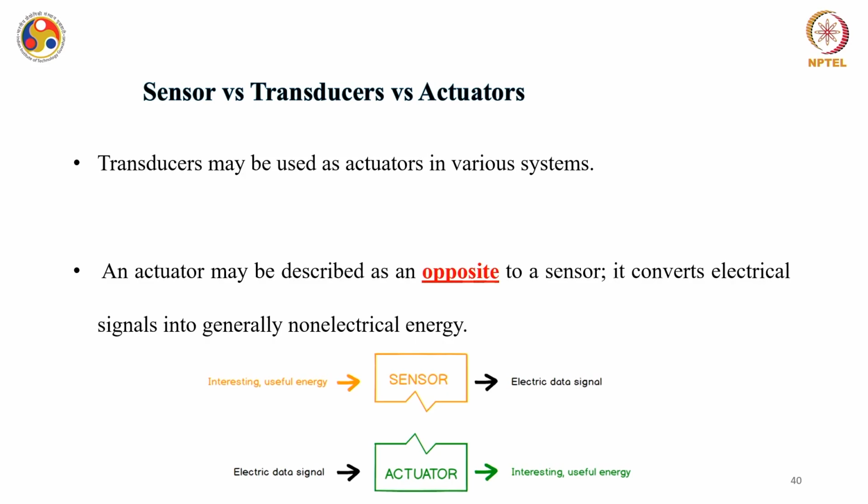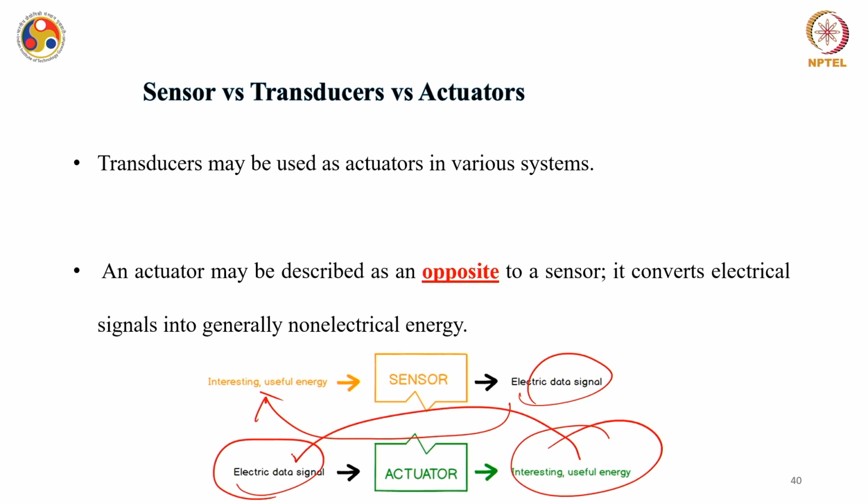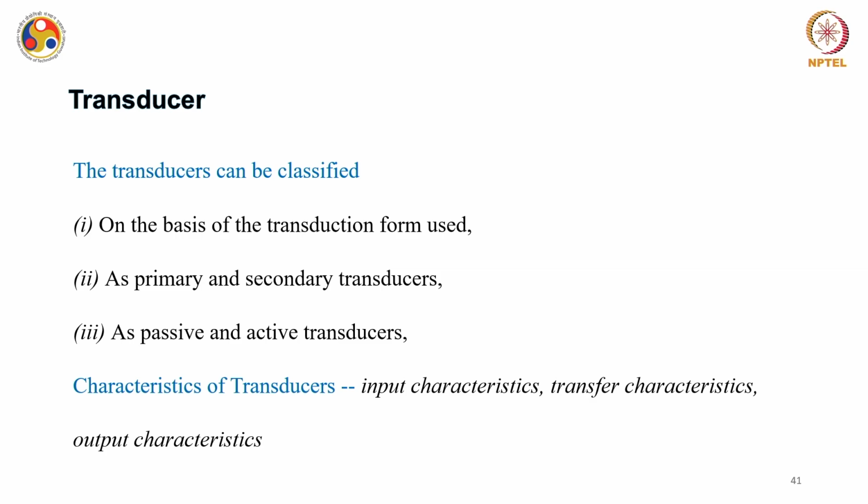Then another term that came to our mind was actuator. So we saw the difference between sensors, transducers and actuators, and in fact we called the actuator the opposite of a sensor. A sensor produces an electrical data signal from a useful energy, while the actuator provides a certain useful energy from electrical data, and we saw examples like a motor. We also saw different classifications of transducers.